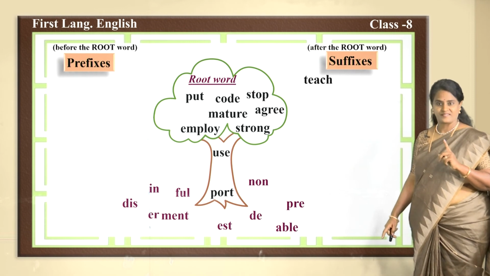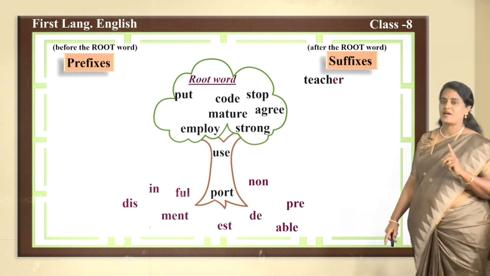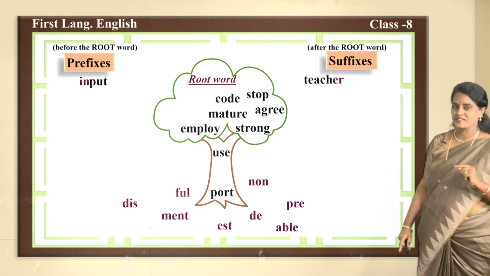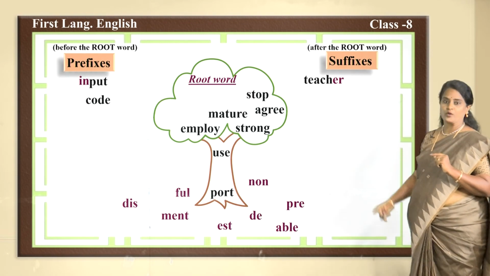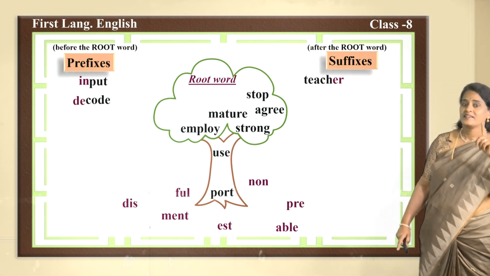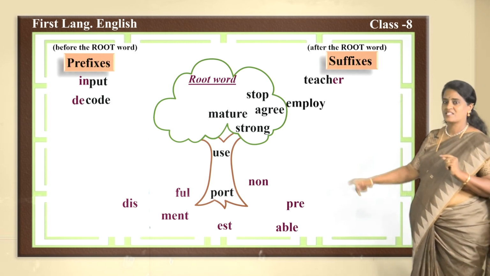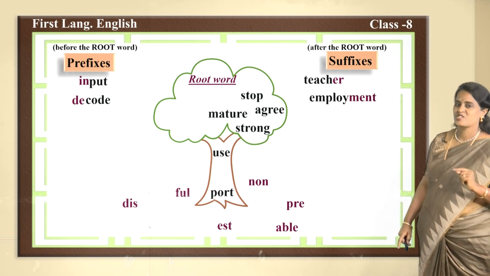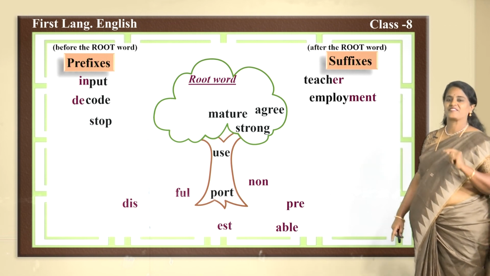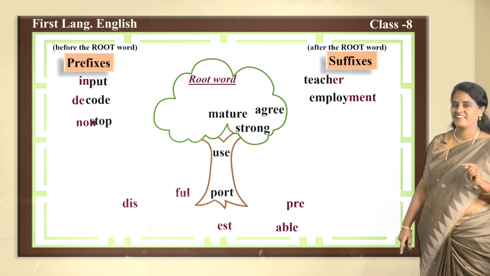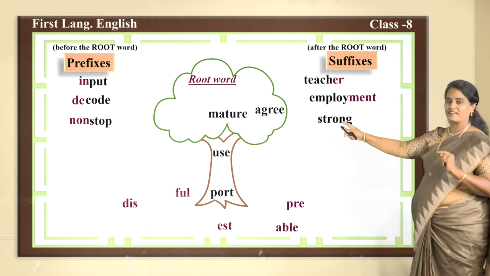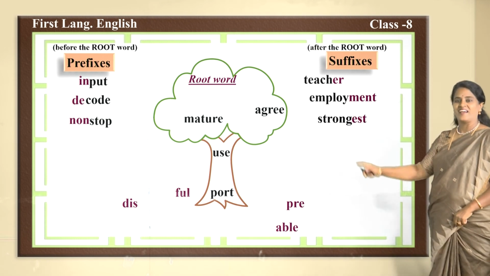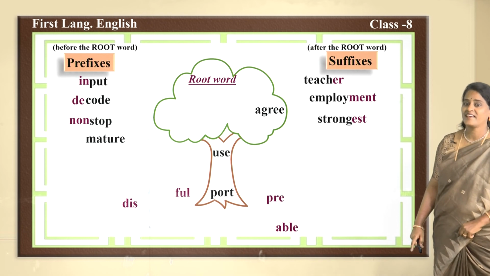And here it goes, teach. What comes? Good, teacher. Next one, put. It is a prefix, it says. What goes? Input. Look at the next one, children. Code. What goes? Good, decode. And the next one, employ. Employment. Next one, stop. You have heard this word, non-stop. And the next is strong. Comparative, superlative degree, strongest. Fine.